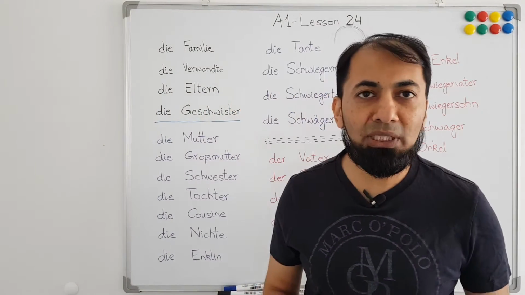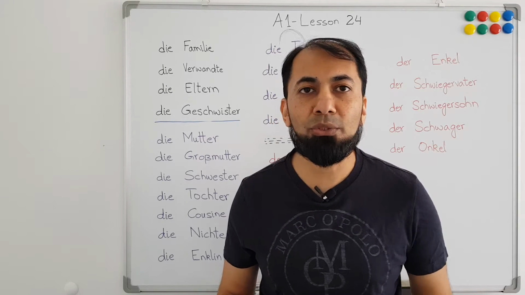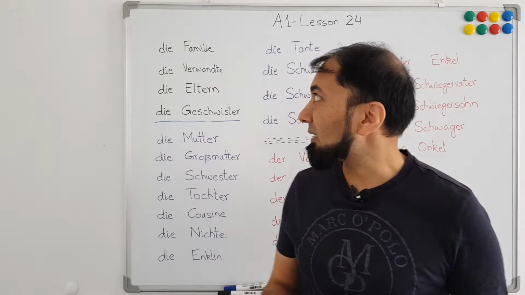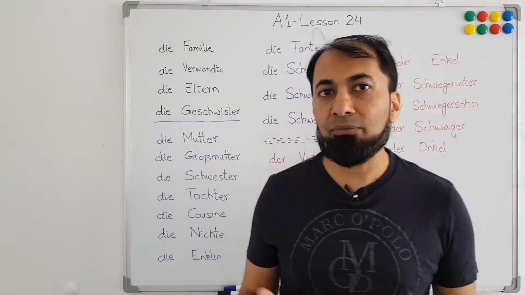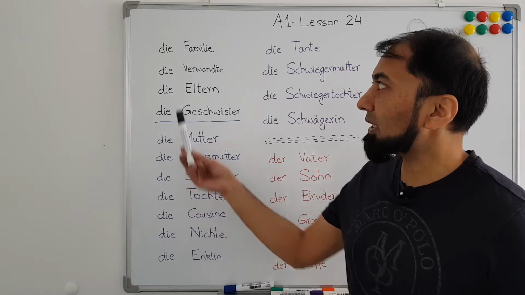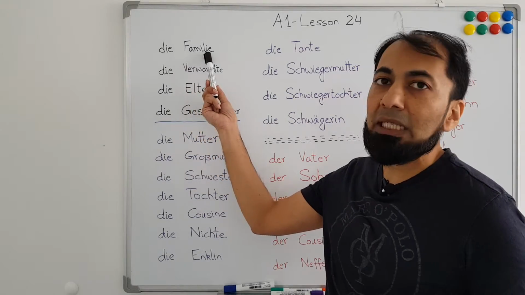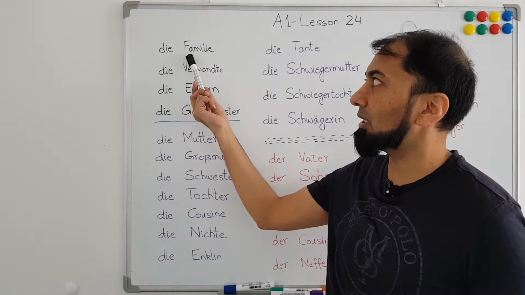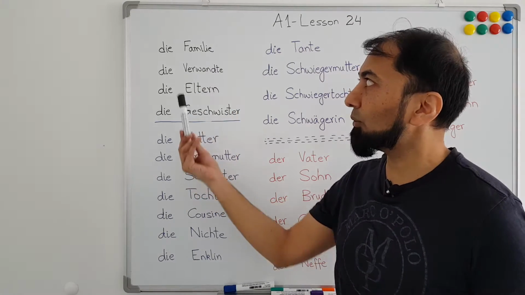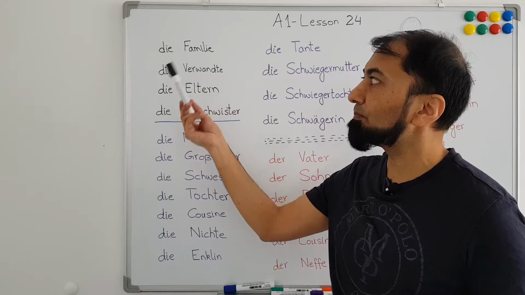Today is the 24th lesson of A1 level of German language course, and today we are going to talk about the relationships. So let's start with the general terms that we use in different relationships. The first word is family. Family in German language is called Familie. Familie is a feminine noun, therefore it has article die.